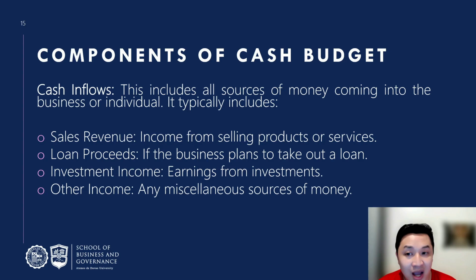Let's start with cash inflows. These are all sources of money coming into the business or individual. It typically includes sales revenue, the income from selling products or services. The second one is loan proceeds, if the business plans to take out a loan. The third one is investment income, the earnings from investments. And lastly, there is other income, any miscellaneous sources of money.